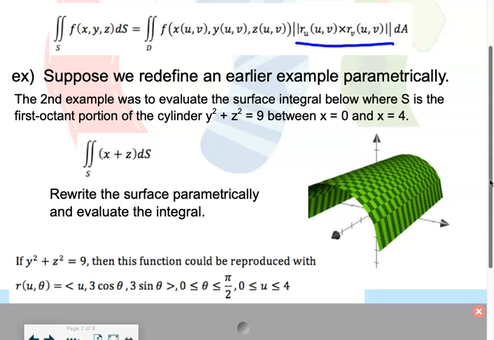And then to limit it to the first octant, my thetas, this is what we're starting to do in the other screen, would go 0 to pi halves, and my u's would go 0 to 4. Could you just explain the whole thing?